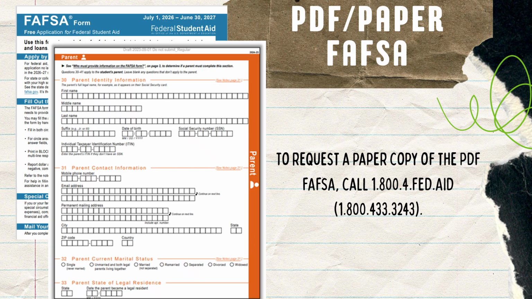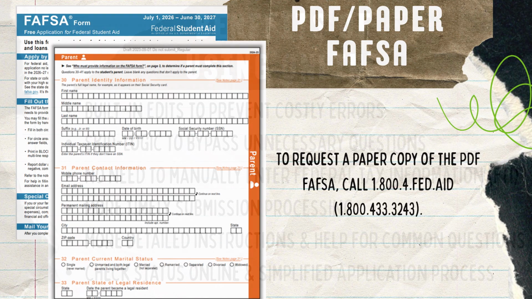Calling for a copy is an option available for applicants who have limited or no internet access and are facing pressing deadlines. Applicants can reach a representative by calling 1-800-433-3243. However, please come to the college to complete your FAFSA if you don't have internet access. We will be happy to help you to complete the FAFSA.